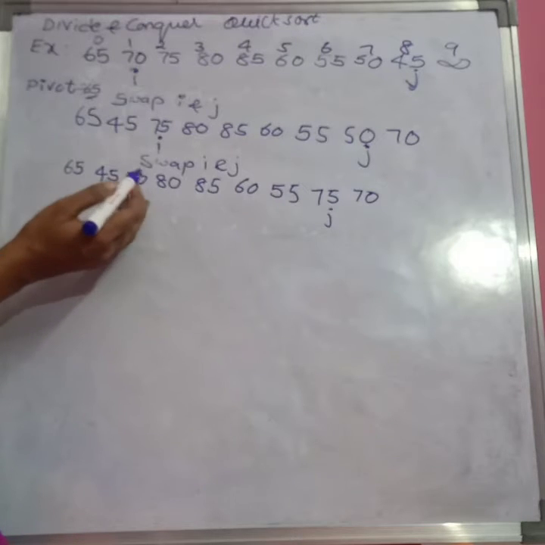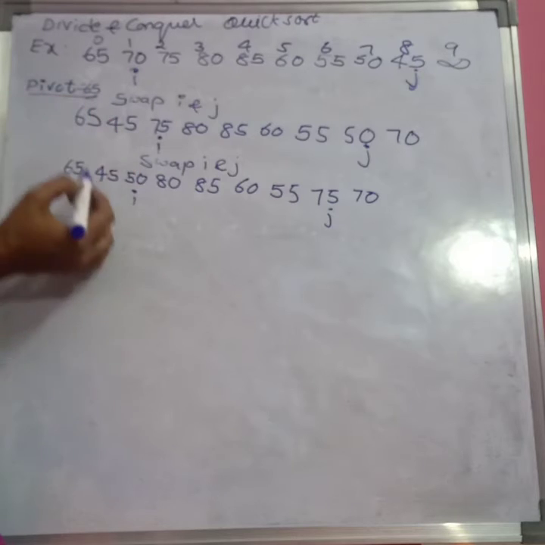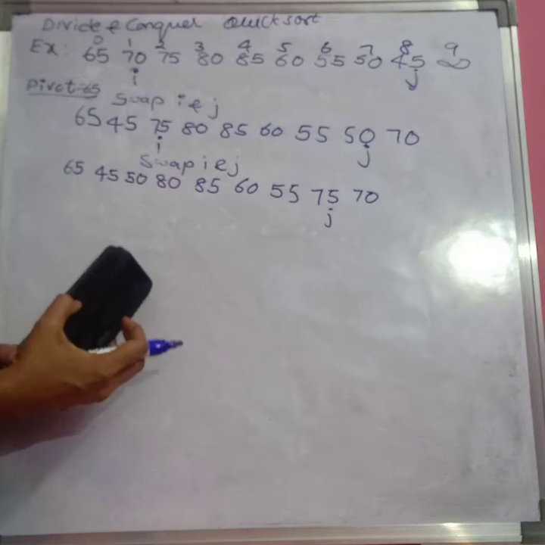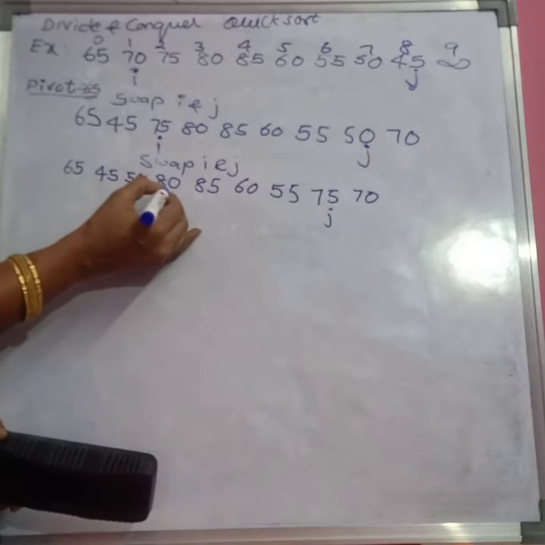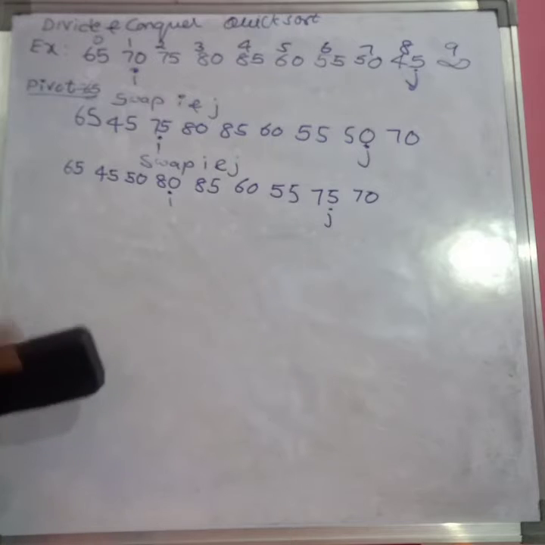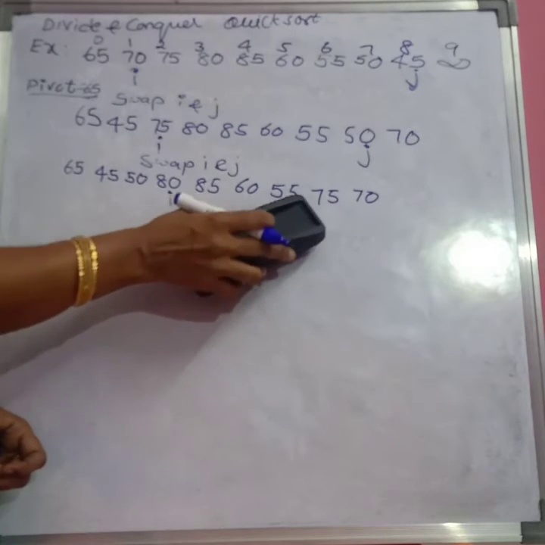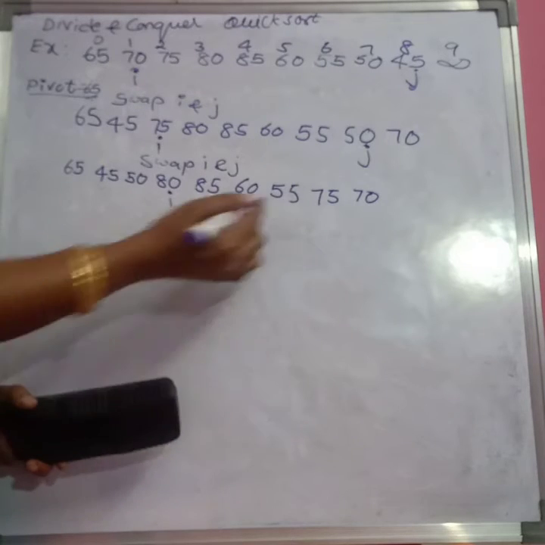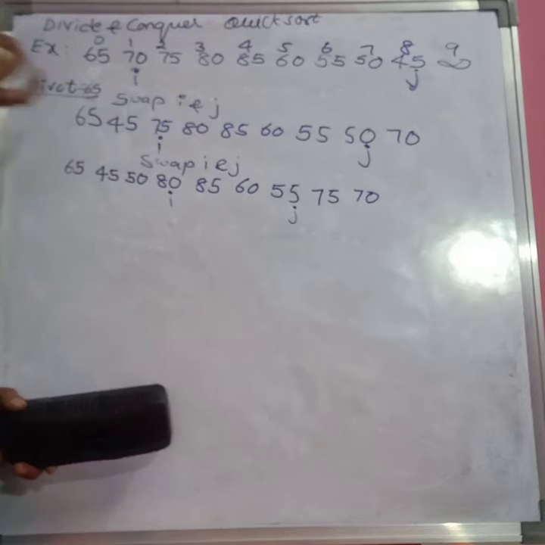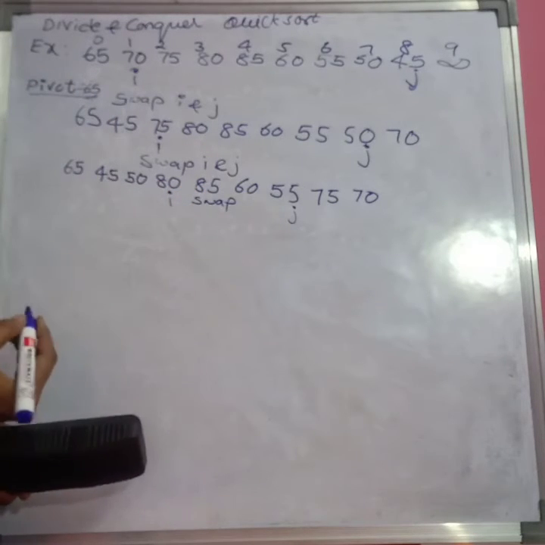Increment the i till you get an element value more than the pivot. My pivot element is here, 65. So by incrementing i, here itself I got the element value which is more than the pivot element. So stop incrementing i. Again, try to decrement the j value till you get an element value which is less than the pivot. By decrementing once only, I got the value which is less than the pivot. Once again swap.